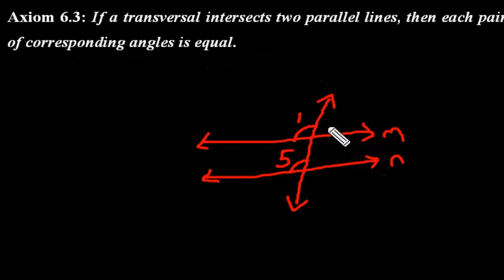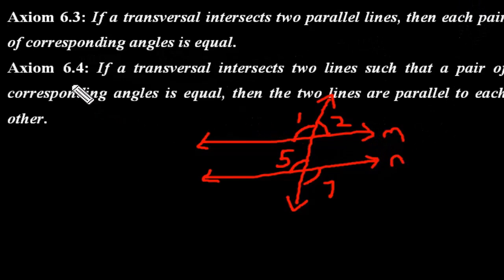Similarly, we will have 4 angles. We can say this one vice versa. If corresponding angles are equal, then these two lines M and N are parallel. That's what axiom 6.4 says. If a transversal line intersects two lines such that a pair of corresponding angles is equal, then the two lines are parallel to each other.